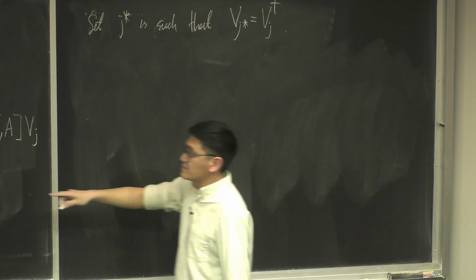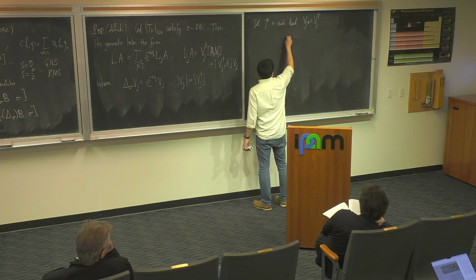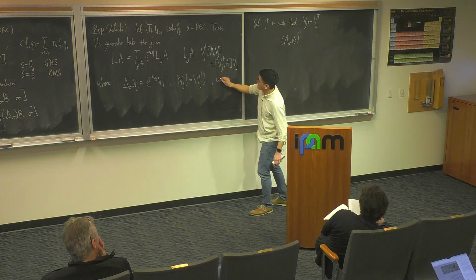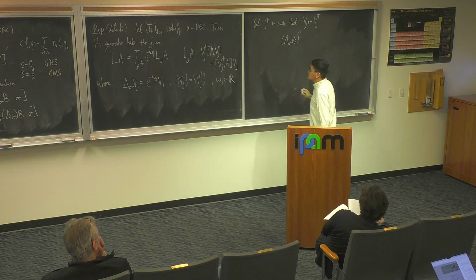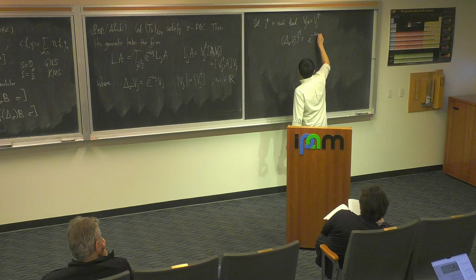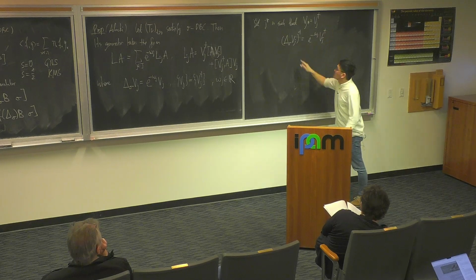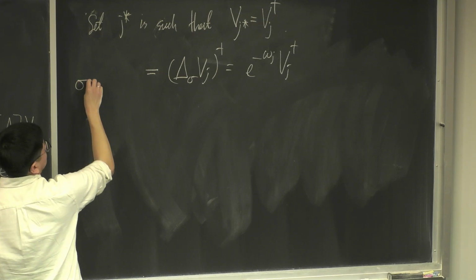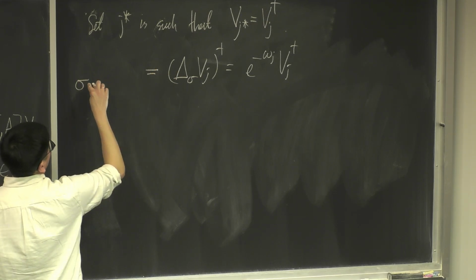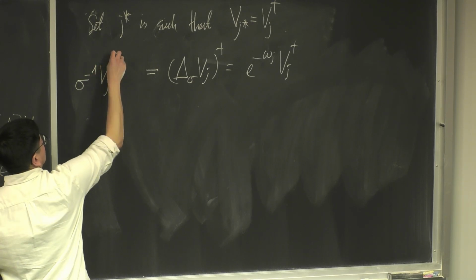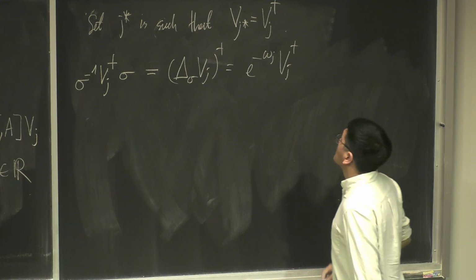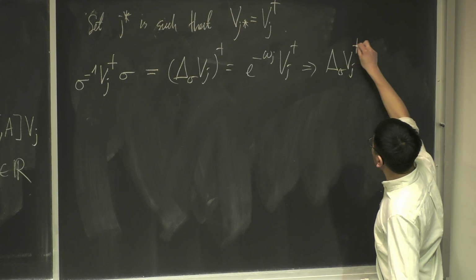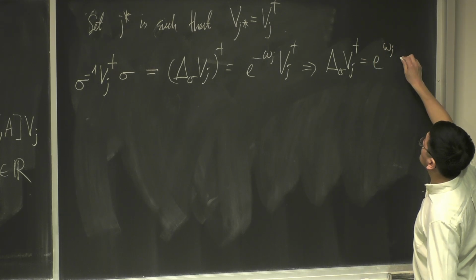Then we also know, because of this, let's take the dagger of delta sigma of V_j. I have to say omega j are real numbers, not complex. This is equal to e to the minus omega j of V_j dagger. But on this side, I get the reverse modular operator, because sigma is self-adjoint, so this is sigma minus 1 of V_j dagger sigma. So this implies that delta of V_j dagger is e to the omega j of V_j dagger.